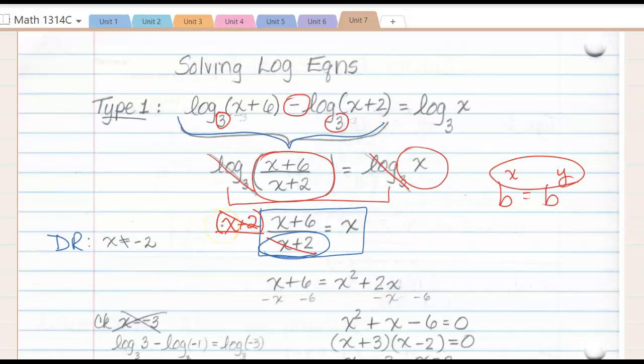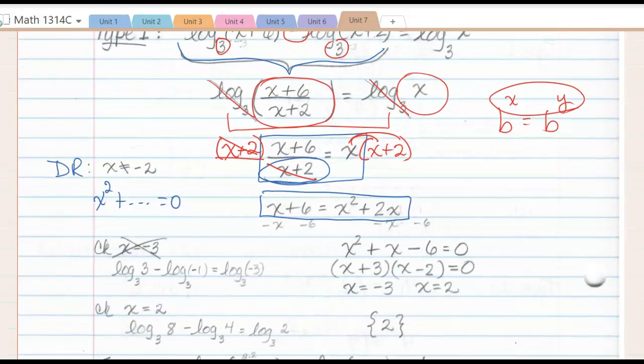I multiplied the left times x plus 2, so I'm going to multiply the right times x plus 2. Nothing cancels there, but I can use the distributive property to find x squared plus 2x. So now I'm left with solving the equation x plus 6 is equal to x squared plus 2x. Since this is quadratic, remember that when we're solving anything that looks quadratic, we want to set it equal to 0 so that I can factor and continue solving.